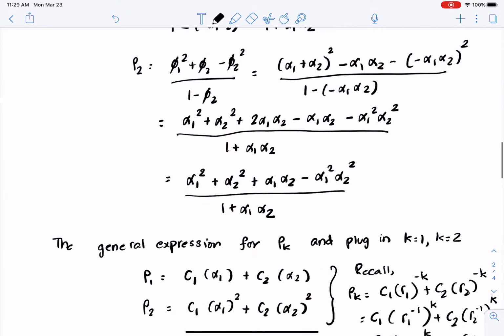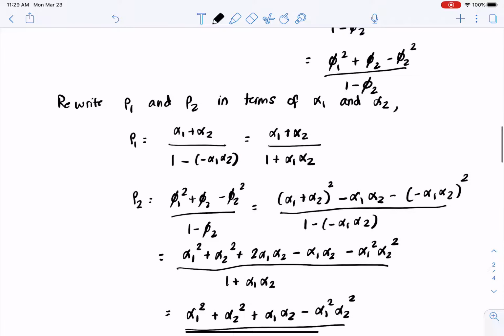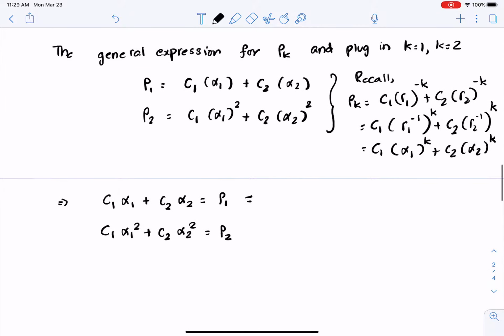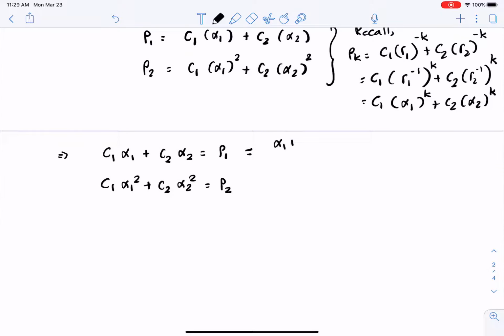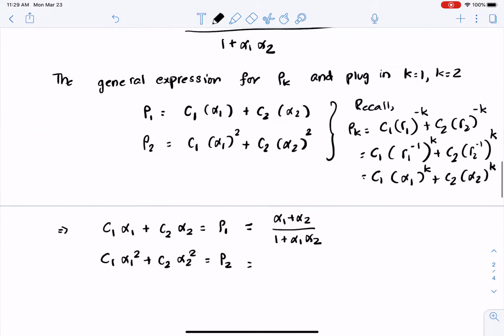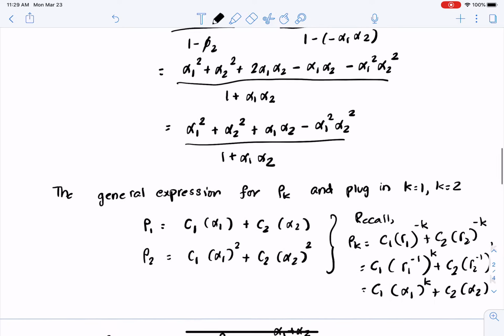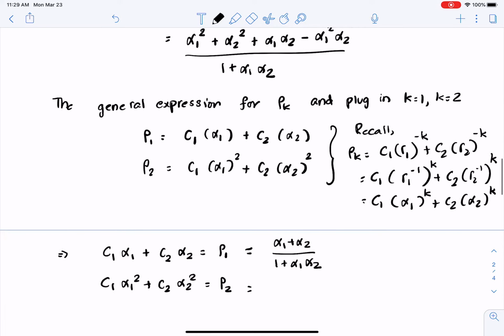But we have found the expression for rho 1 in terms of alpha 1 and alpha 2, which is alpha 1 plus alpha 2 divided by 1 plus alpha 1 alpha 2. Likewise, rho 2 is alpha 1 squared plus alpha 2 squared plus alpha 1 alpha 2 minus alpha 1 squared alpha 2 squared divided by 1 plus alpha 1 alpha 2.